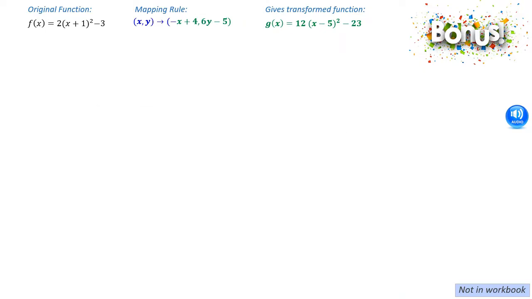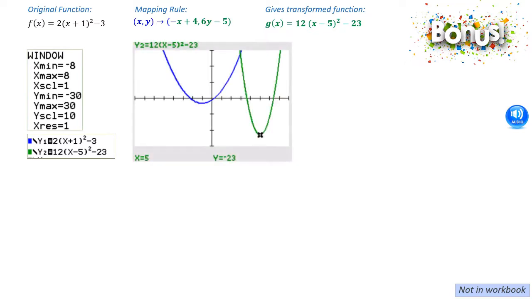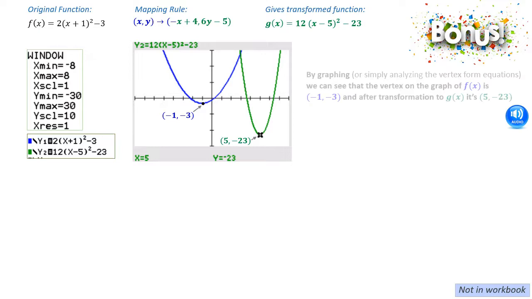So how do we go about verifying such a complicated question? Well, we do have the equation of the original function, and we do have the equation of the transformed function, and we do have a graphing calculator. Let's go ahead and graph f of x and g of x. We'll need to adjust our window a little bit, as g of x has its vertex as low as negative 23. Whether we use the equations, which are in vertex form, or we use the second calc minimum function of our calculator, we can determine our vertices here to be (negative 1, negative 3) and (5, negative 23).